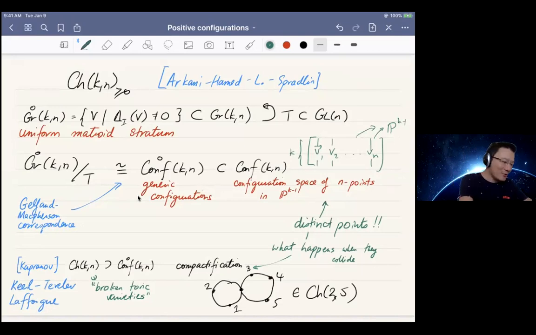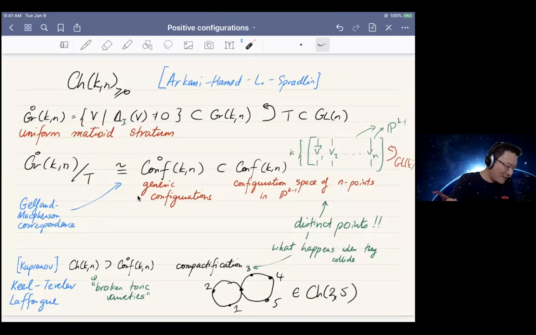So if I do an overall GL_k transformation, then that will just change coordinates on P^(k-1), and they'll give me the same point. Okay, so this is just explaining what this thing is, which is, I mean, very important, but not a particularly hard statement.